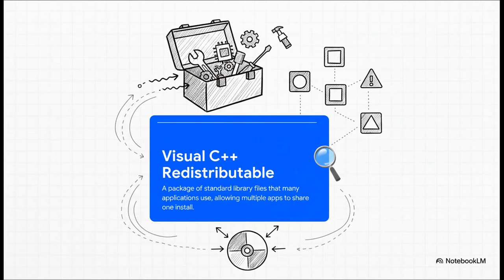Think of it this way. It's basically a shared toolbox for all your software. Instead of every single app having to bring its own set of common tools, they can all just borrow from this one central toolkit that lives on your computer. It saves a ton of space and honestly just makes everything work together way more smoothly.